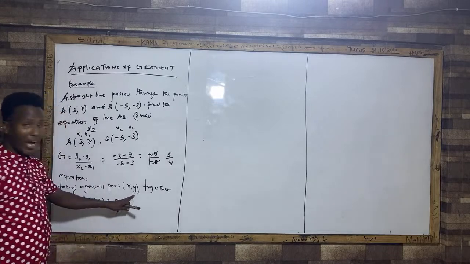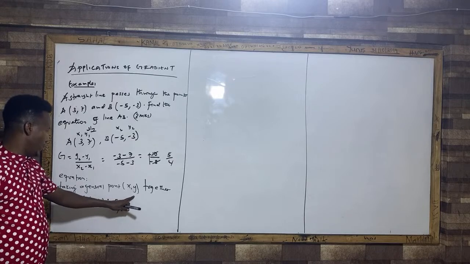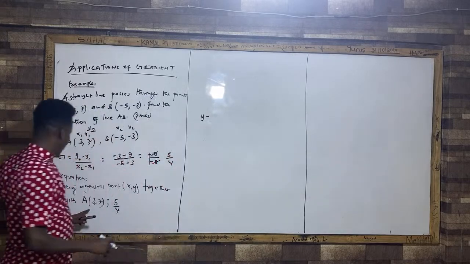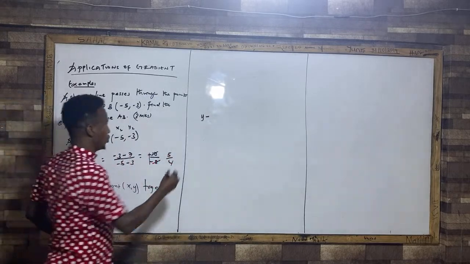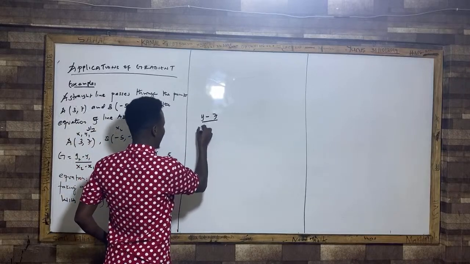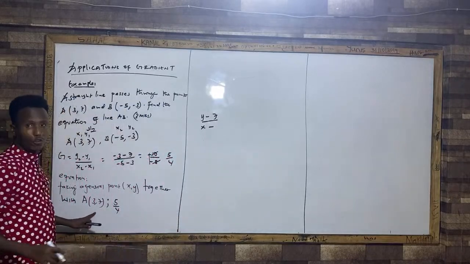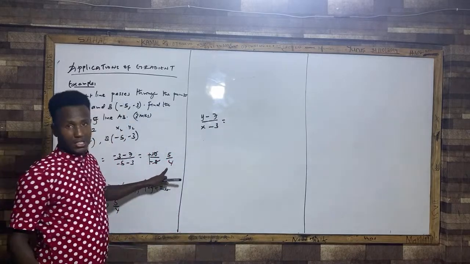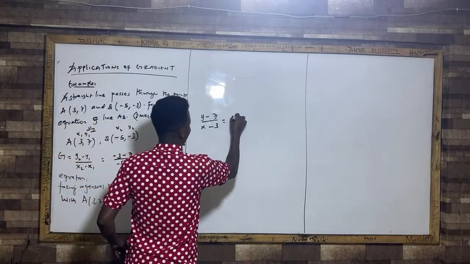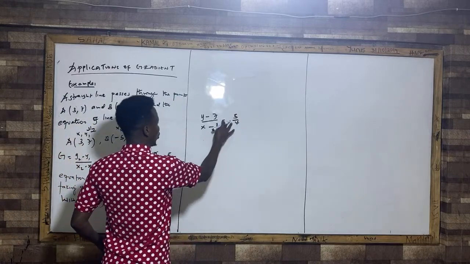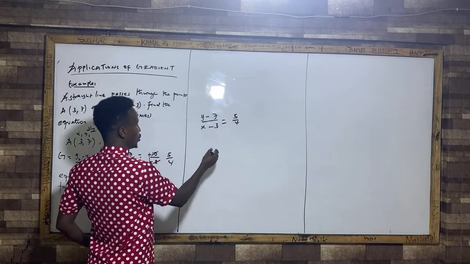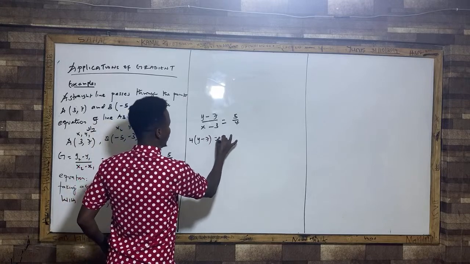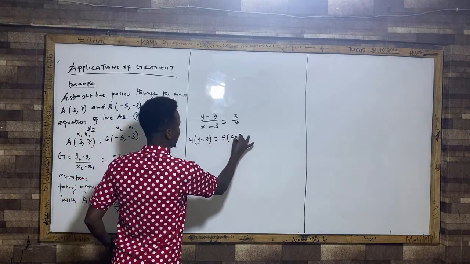Then we are going to express this gradient. We are going to say y, for the general point, minus the y value of the point taken, in this situation 7, divided by x minus the x value of the point taken, which is 3, is going to give us the gradient, okay? Expressing the gradient, which is now 5 out of 4. Then you cross multiply, yeah? You're going to say 4 into y minus 7 is equal to 5 into x minus 3.